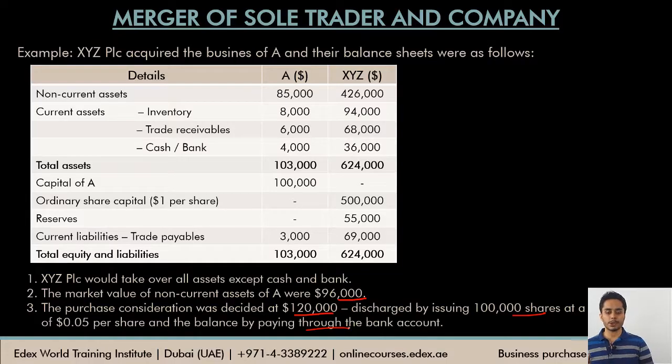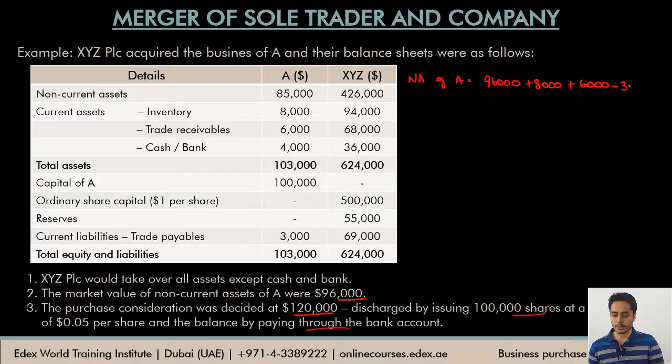Find out the net assets taken over. Purchase consideration is already given. Find out the goodwill value, and then we'll go ahead and prepare the balance sheet of XYZ. So to calculate the net assets of A, which are acquired by XYZ PLC, I'll start with the non-current assets of 96,000, the market value, plus inventory of 8,000, trade receivables of 6,000. The 4,000 I'm not taking, because XYZ has not taken over cash balances. And I have minus 3,000 for liabilities. So the net assets taken over here would be 107,000.